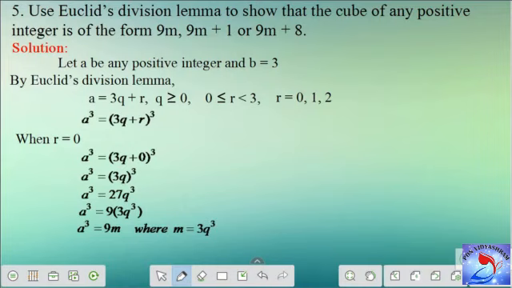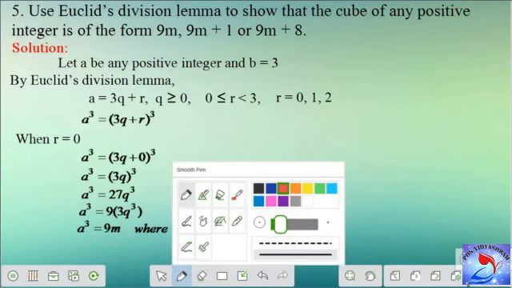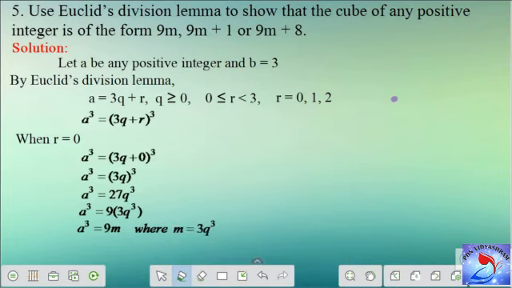Use Euclid's division lemma to show that the cube of any positive integer is of the form 9m, 9m plus 1 or 9m plus 8. We are supposed to prove here the cube of any positive integer is of the form. So here we have 9m, again 9m, and one more 9m plus 1 and 9m plus 8.